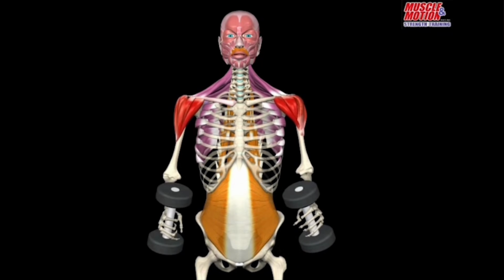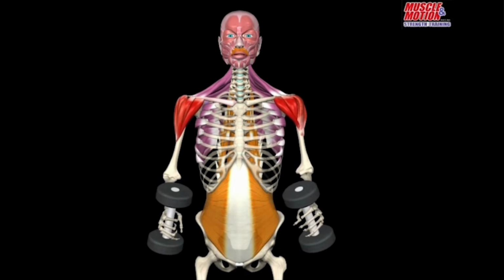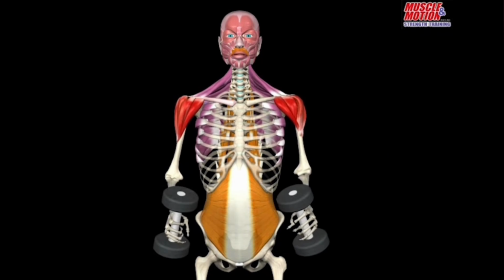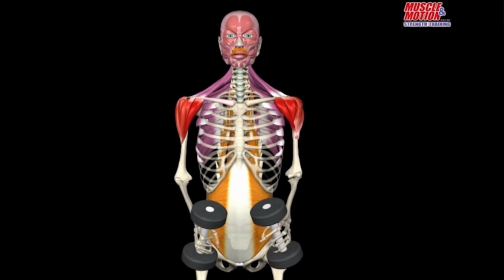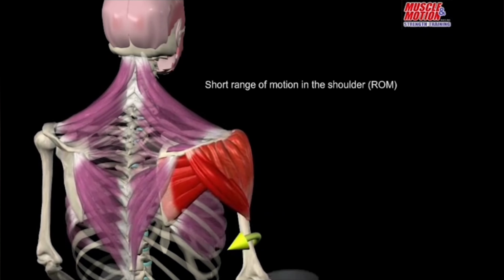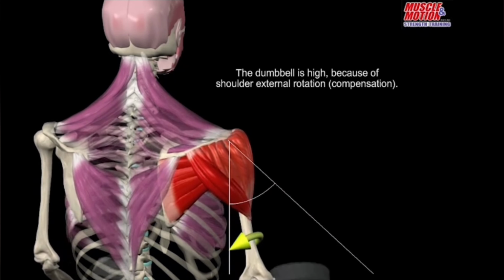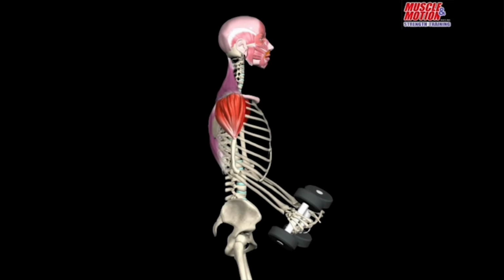Now here we can see a common mistake and a common compensation. This will be variation 5, bent elbows with external rotation. This is very common among young lifters who want to lift too heavy of weights. This, of course, is a shortened range of motion in the shoulder, and the dumbbell is high because of the shoulder external rotation, meaning the compensation of it.